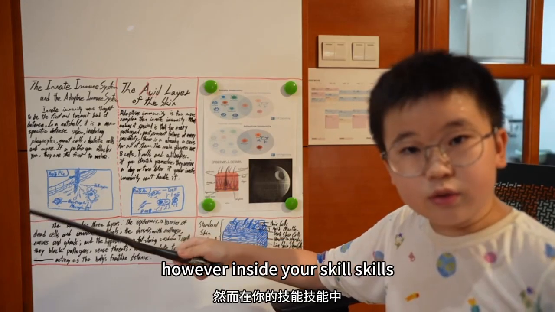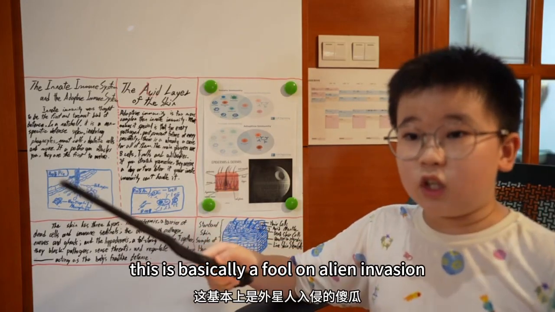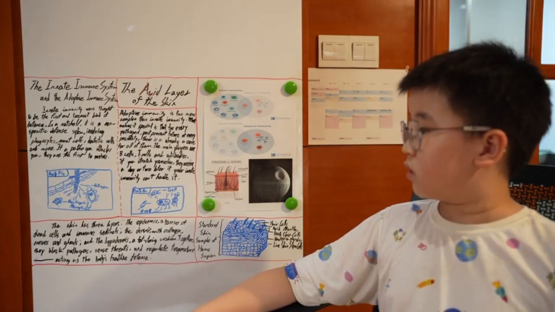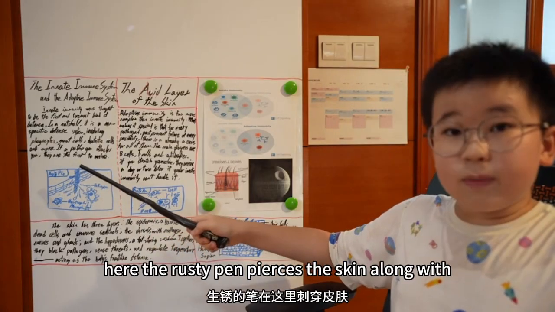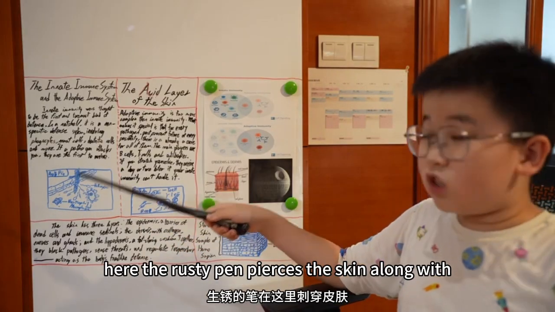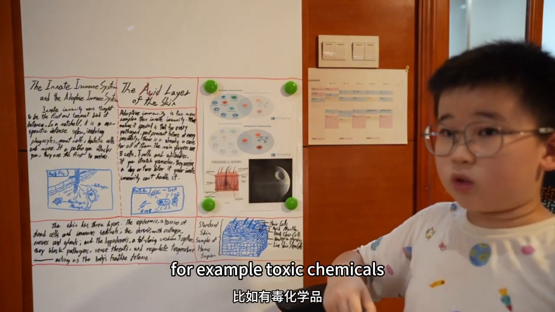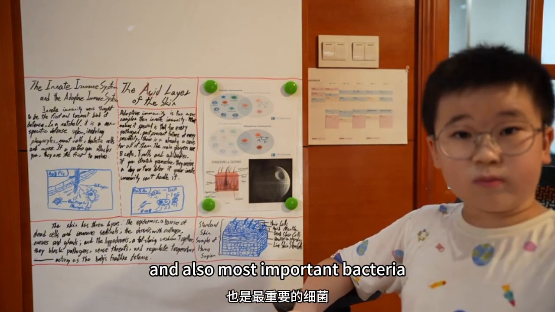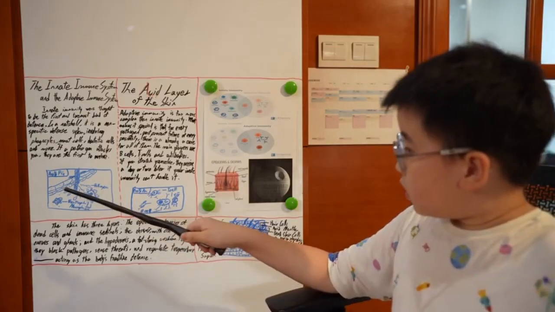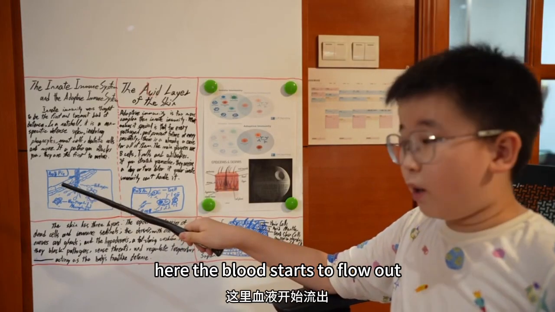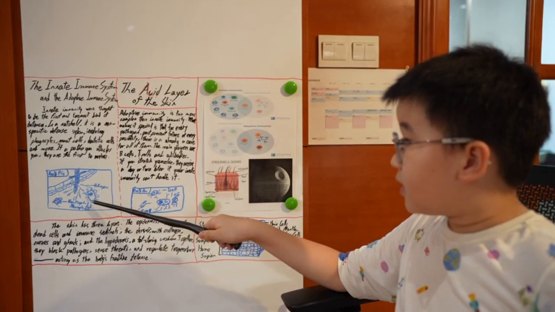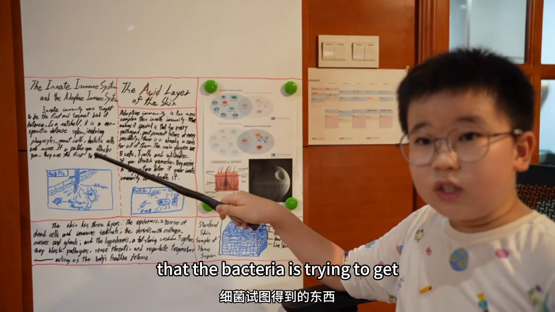However, inside your cells, this is basically a full-on alien invasion. Here, the rusty pin pierces the skin along with, for example, toxic chemicals and also, most important, bacteria. Here, the blood starts to flow out, but the main part is that the bacteria are trying to get inside their new home.